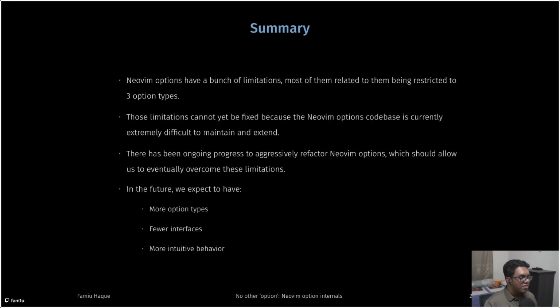Moving on. Now I want to summarize what I've talked about so far. Neovim options have a bunch of limitations that I've just discussed. Most of them are related to them being restricted to three option types. So no unset value, no dict options, no list options, no function options, Boolean values not actually being Boolean, all of this stuff. You can basically tie it back into this, restricted to three types.